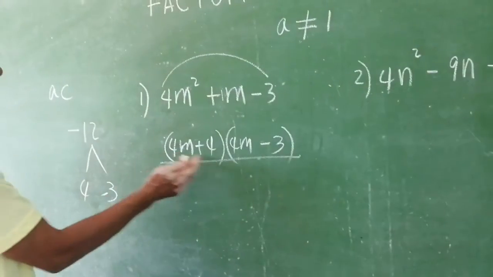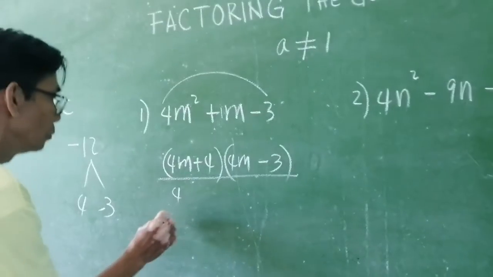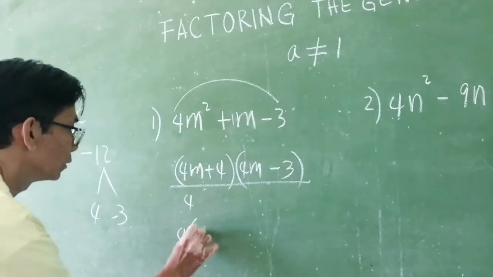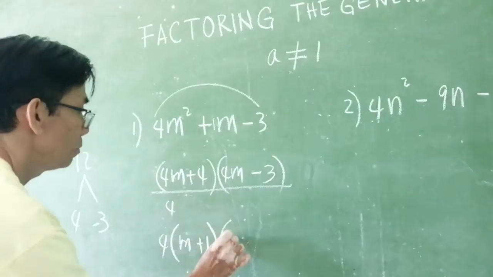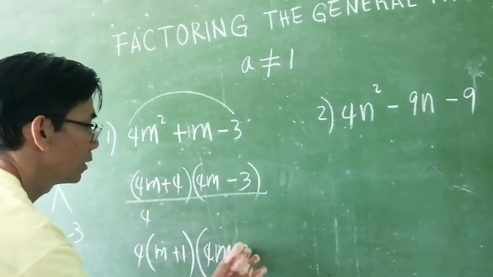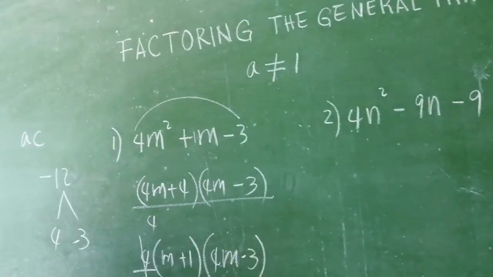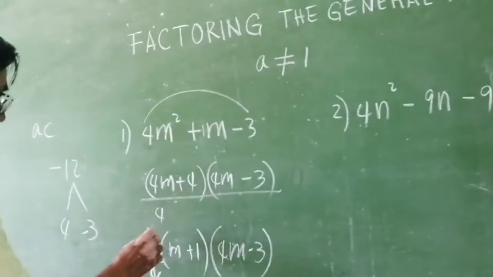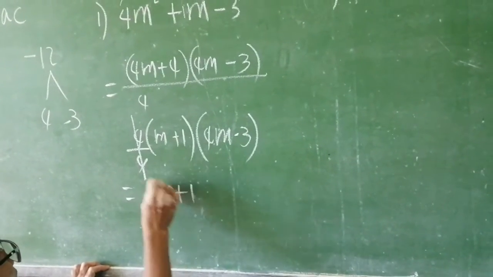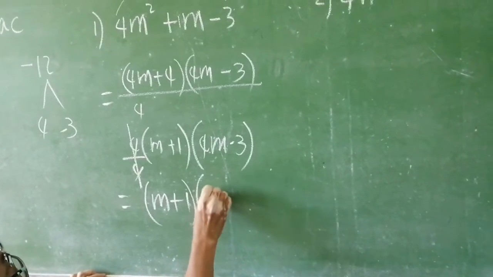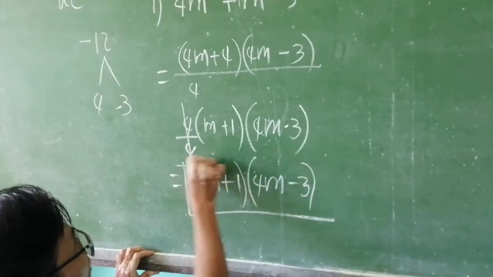Now you will notice the first group, I mean to say first factor, the common factor is 4. So you bring out 4, so that you factor n plus 1, and that is already prime, so it will be 4n minus 3. Take note, it will be over 4, so you are going to cancel that. Finally, your factors will be n plus 1 times 4n minus 3. Okay, so that's the way.